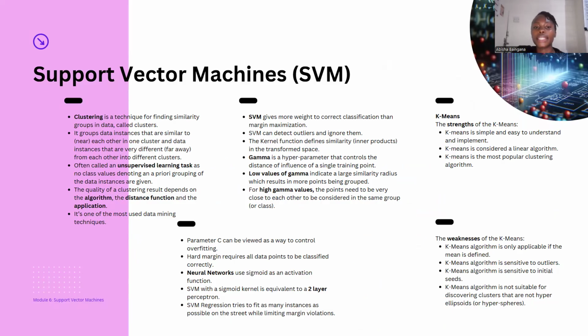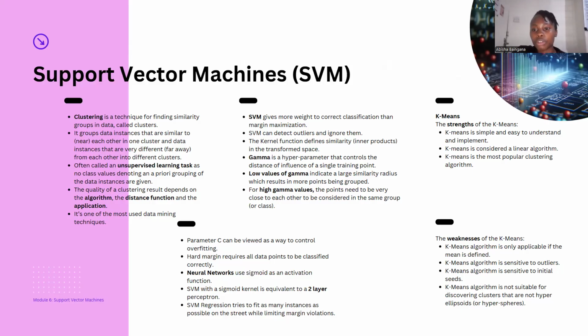I would say ideally SVM gives more weight to correct classification than margin maximization. And SVM can detect outliers and also ignore them. Then we have gamma. Gamma is a hyperparameter for SVM, and it controls the distance of influence over a single training point.